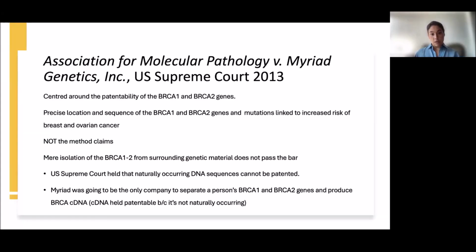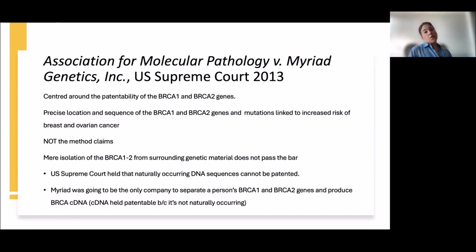In 2013, the Association for Molecular Pathology filed a case against Myriad Genetics because Myriad Genetics had patents on the BRCA1 and BRCA2 genes as products. So the product claims on these genes were challenged, not the method claims. I mean, they were upheld.